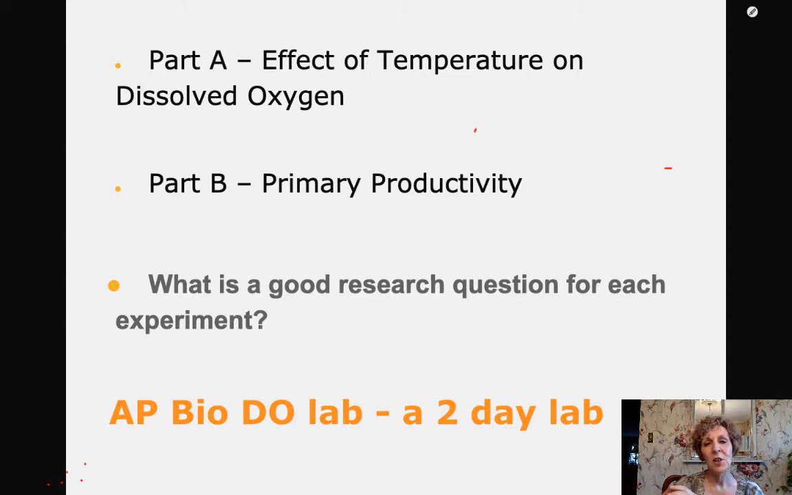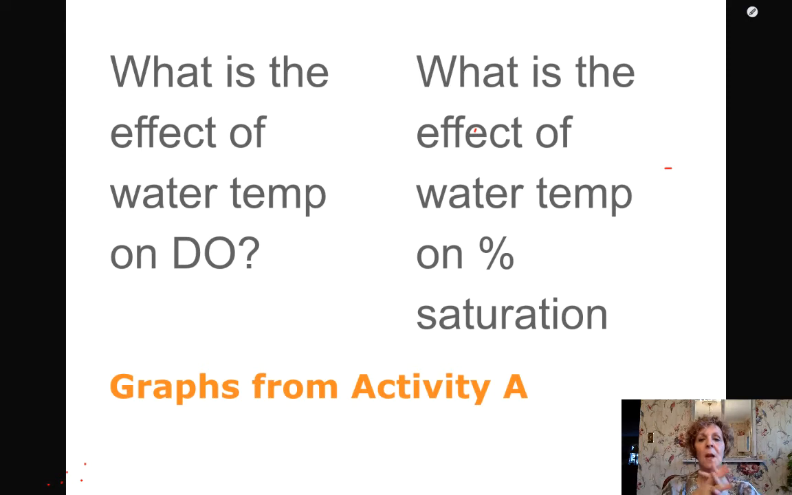Part B is actually measuring primary productivity, and we're going to change the intensity of the sunlight to see if we can affect how much dissolved oxygen is produced. Because oxygen is also a product of photosynthesis, just like glucose is, we can tell how well we are photosynthesizing by measuring the amount of dissolved oxygen, right? Because that is another product in photosynthesis. So in part A, what is the effect of water temperature on dissolved oxygen?